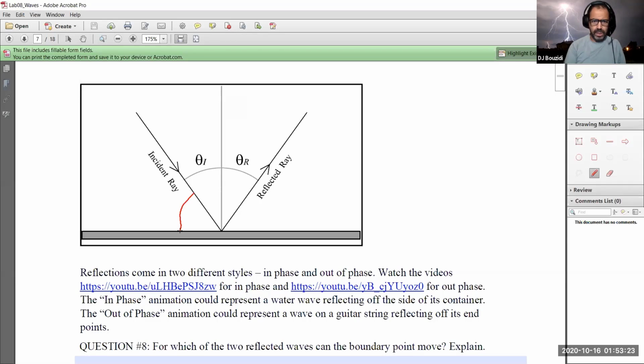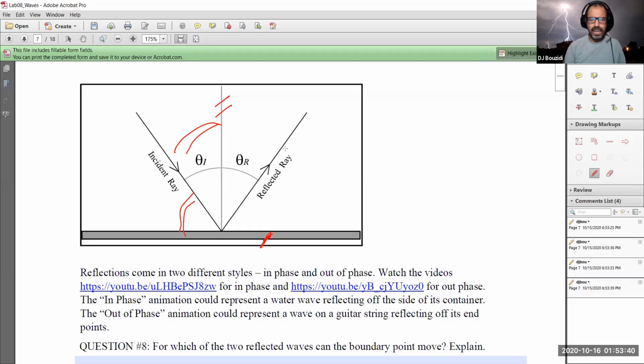It's not this one. That is not the angle of incidence. The angle of incidence is this one. This is the normal to the surface. This is the surface. It equals the angle of reflection. R in here stands for reflection.